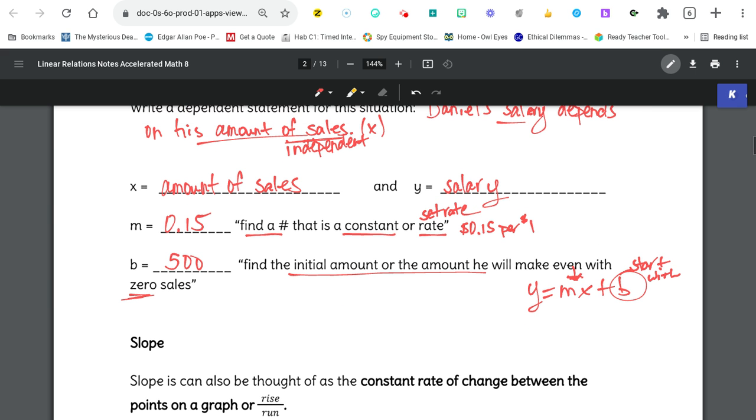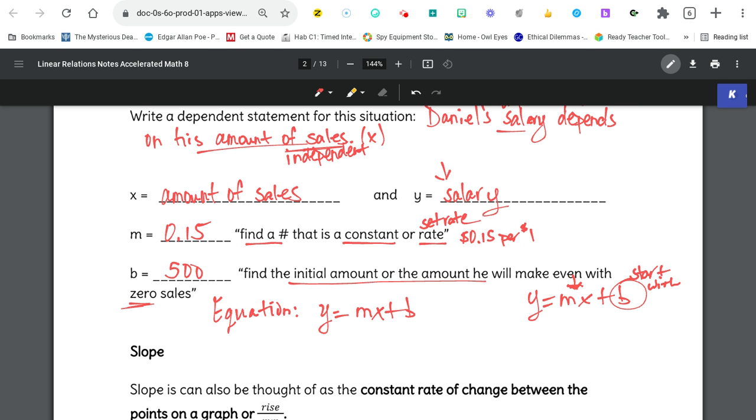All right, so I don't have this on the paper, but I want you to write the equation for me right here. And we're going to write the equation in y equals mx plus b form. So y is our salary, okay? But we're not going to change it to anything. We're going to keep y and we're going to keep x. But I do want you to know what they mean.